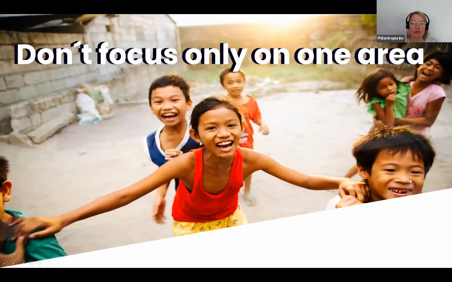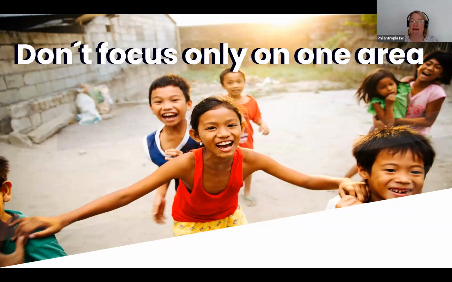Don't focus just on one area. We have those 3 areas that should be covered if possible: community sustainability, financial sustainability, and organizational sustainability. And again, don't focus on just one area. Usually it's the financial sustainability that people focus on, and they only talk about that.